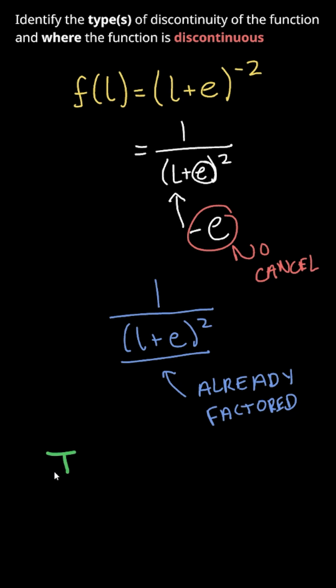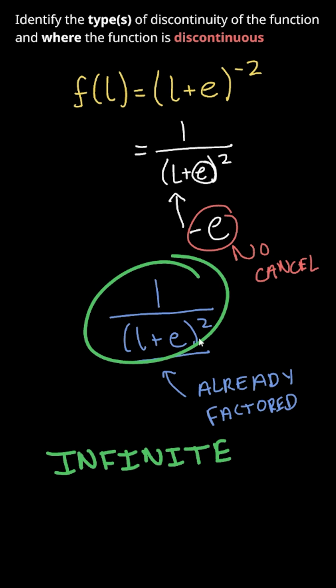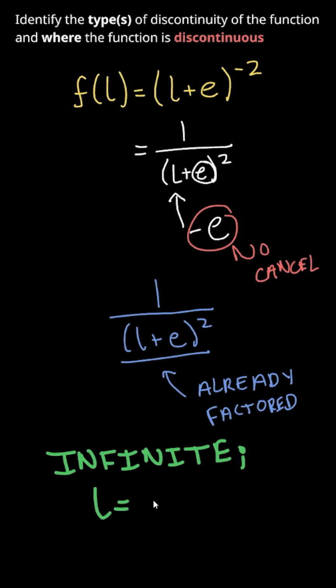Here, it is an infinite discontinuity. Remember, because there's no canceling out, it only gets closer and closer and closer to, in this case, positive infinity. It doesn't go to negative infinity ever because it's squared, and we can never get a negative with the square. So it's an infinite discontinuity at L equals negative e.